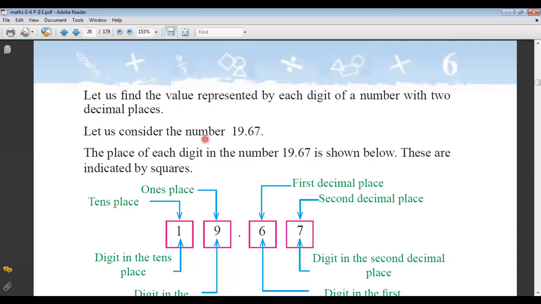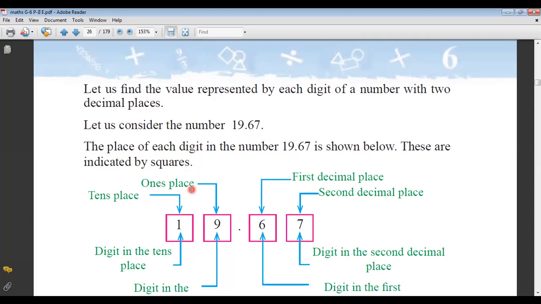Let us consider the number 19.67. Now you can see after this decimal point there are two numbers, so there are two decimal places. The place of each digit in the number 19.67 is shown below. These are indicated by squares.